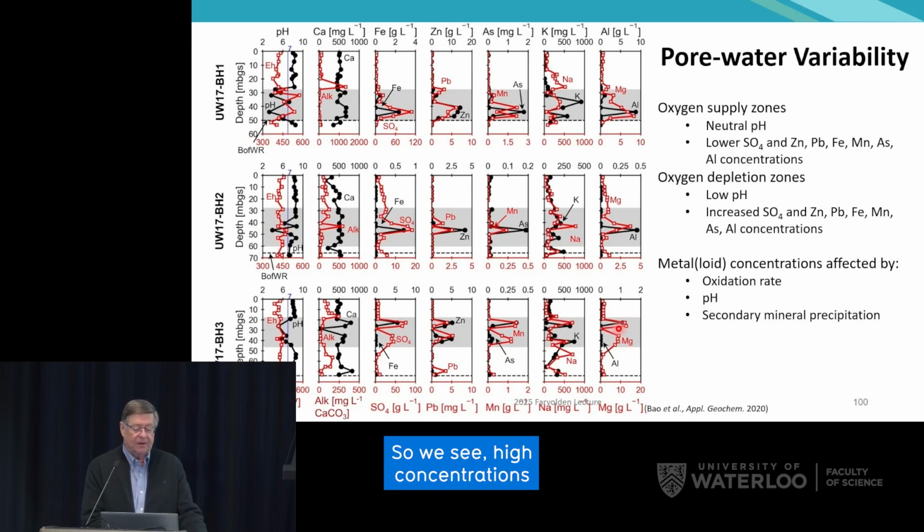So we see high concentrations of dissolved metals. This is iron and sulfate here, lead and zinc, arsenic, that occur within this zone of high concentrations of sulfide minerals.